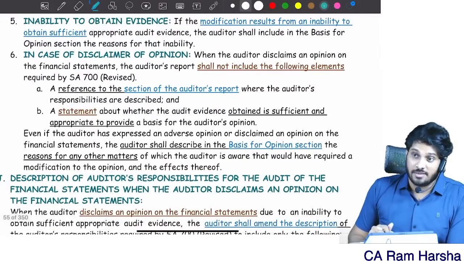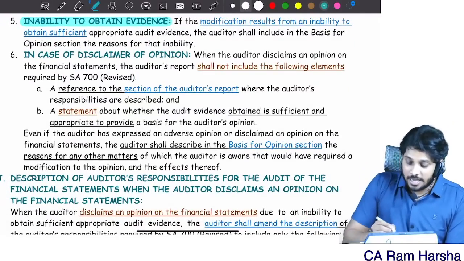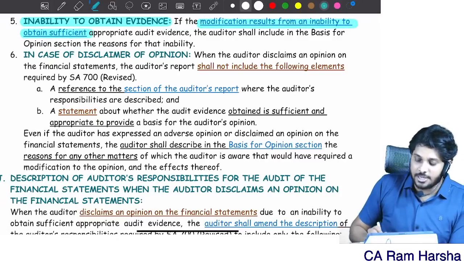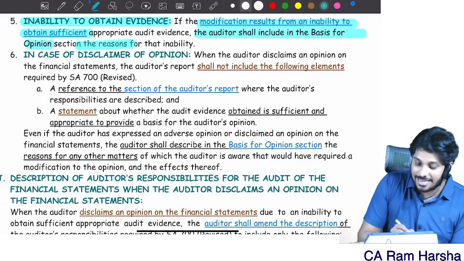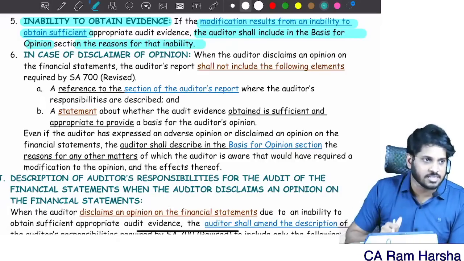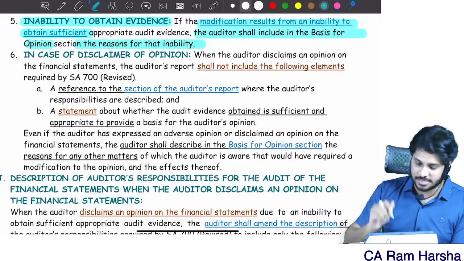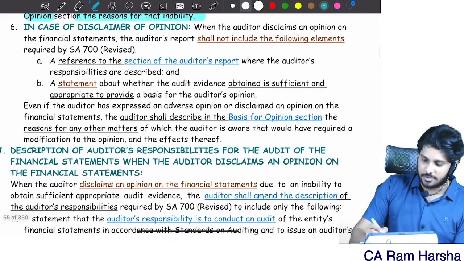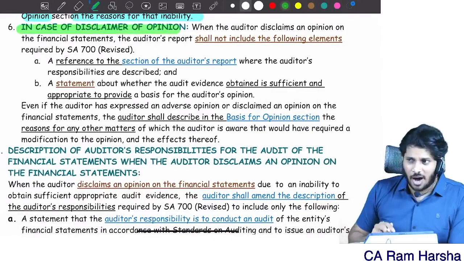Suppose you are giving a modified opinion because you are unable to obtain evidence. If modification is resulting from inability to obtain evidence, the auditor shall include in the basis for opinion the reasons for the inability. Why didn't you get the evidence? Who stopped you from giving the evidence? You should discuss that.